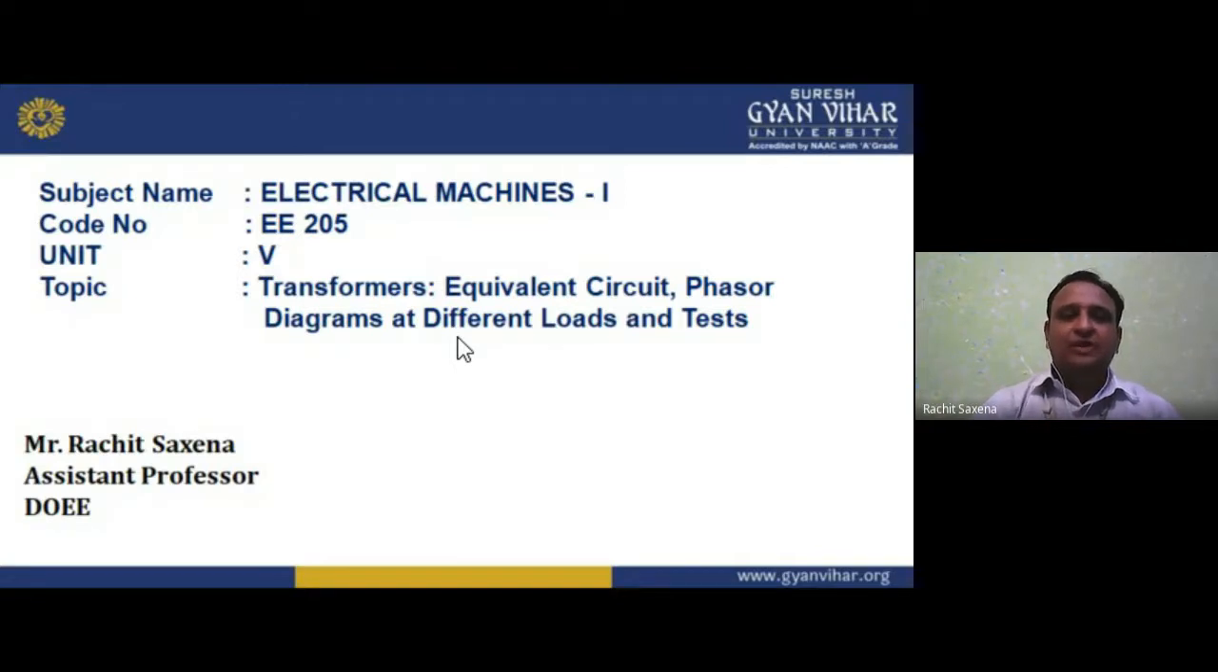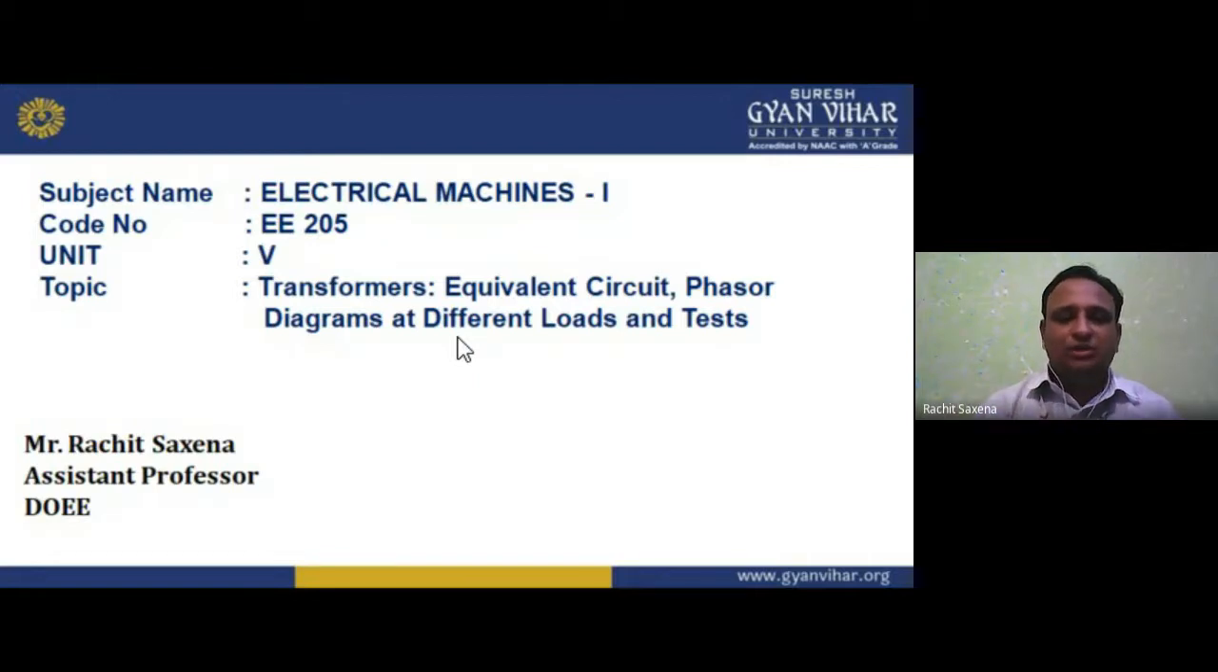Electrical Machine 1 is basically an important subject of electrical engineering, as I told you earlier, my dear students. In Electrical Machine 1 we have two main parts: one is the rotating machine, and the other is the non-rotating machine. The rotating machines are of two types, the generator and the motor.